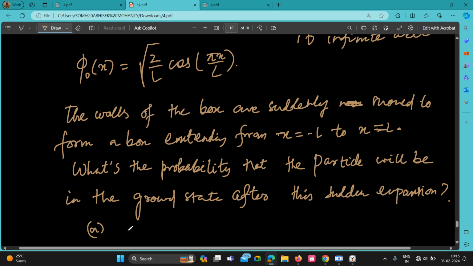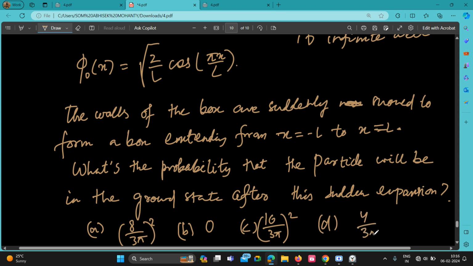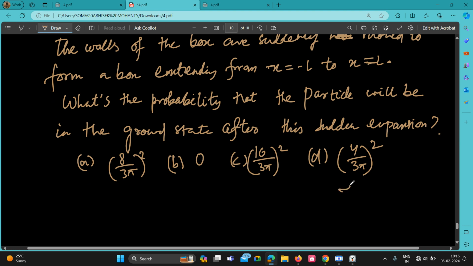Option A: 8 by 3 pi whole square. Option B: 0. Option C: 16 by 3 pi whole square. Option D: 4 by 3 pi whole square. This question came in 2013, and this is a homework. I'll solve it anyway in the next class, but just try this once. The walls of the box are suddenly moved to form a box from x is equal to minus L to x is equal to L. What's the probability that the particle will be in the ground state after this sudden expansion?